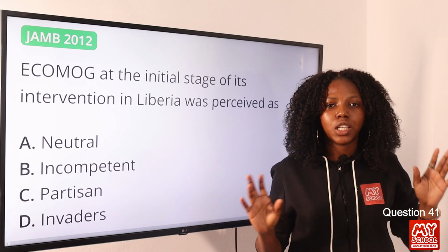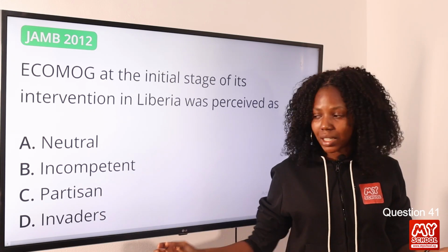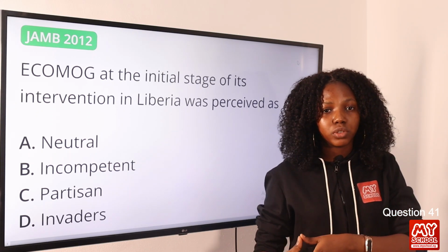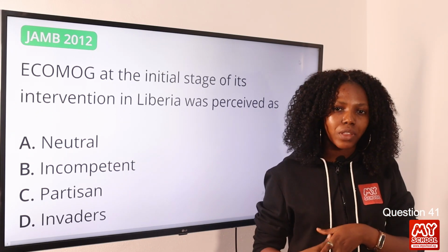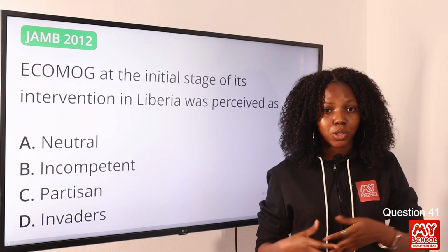They were neutral. They just came to end the war. So we can't say they are participants, we can't say they are supporters, we can't say they are invaders. Invaders are people who enter into a country forcefully to conquer or to take control of that territory. So the best answer to this question is option A, neutral.